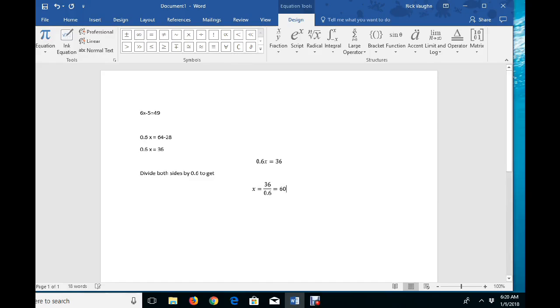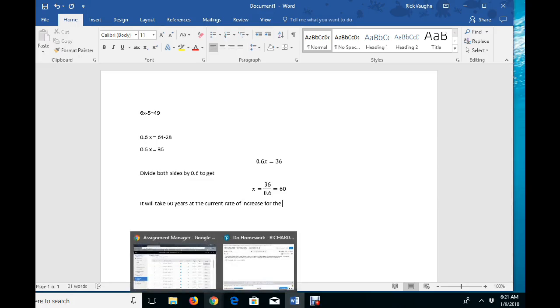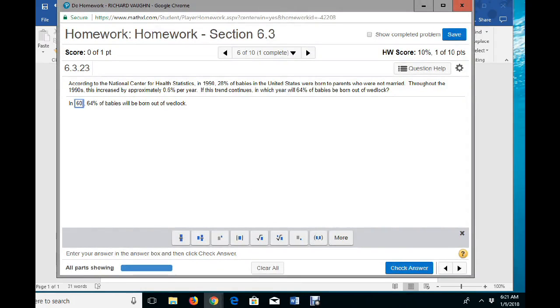Now, one thing I would suggest that you do in your worked out homework especially, you don't necessarily have to do it when you're entering answers into Pearson, is try to present your final answer with a short sentence. So it will take 60 years at the current rate of increase for the, let's go back and remind ourselves what the context of the question was. Okay, for the percentage of babies who are not married to increase to 64%.